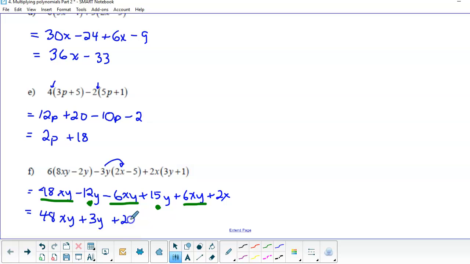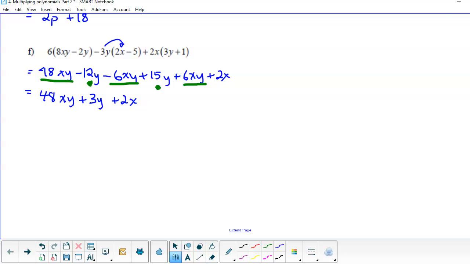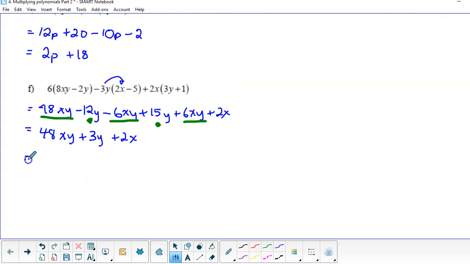Now, these are in descending order of degree, which is great, but we should really have the x term before the y term. So 48xy is a degree 2, so it goes first, and then plus the 2x plus the 3y.